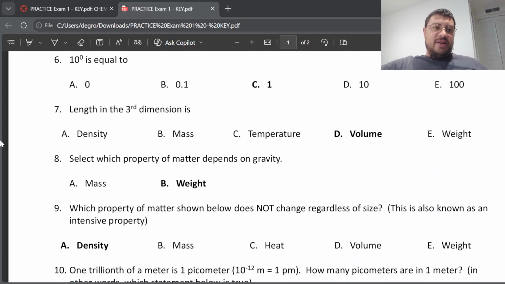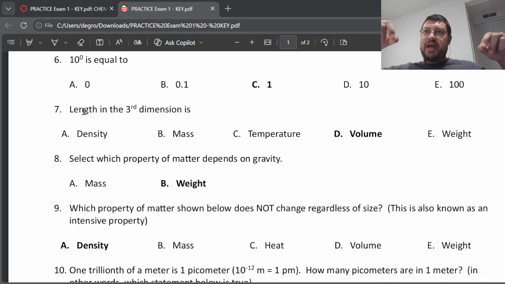Okay, let's keep going. 10 to the 0th power is 1. That's just something you kind of memorize. Length in the third dimension is volume. Okay, volume is length times width times height, 3 dimensions. So measuring length, the distance of something, when you go in 3 dimensions, it's volume.